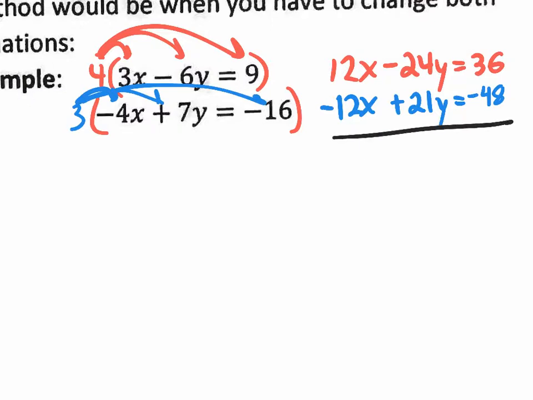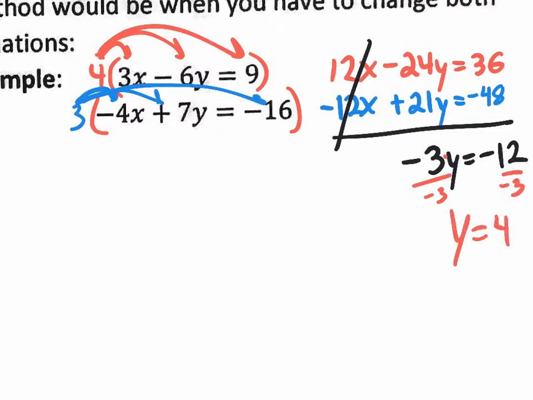Let's continue working here. The system is now ready to combine and eliminate the x's. So what do I have left? Negative 24 plus 21, that's negative 3 with the y, equals 36 minus 48, which is negative 12. If you're confused with the negative numbers, please use the calculator on the quiz. Let's get rid of that multiplication of a negative 3 by dividing by negative 3. Y equals positive 4.